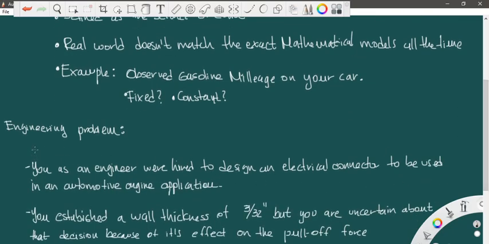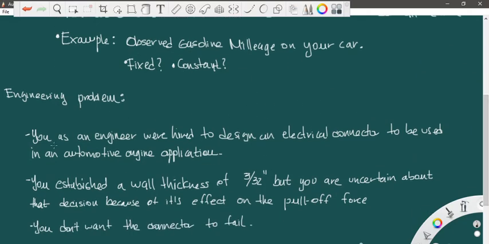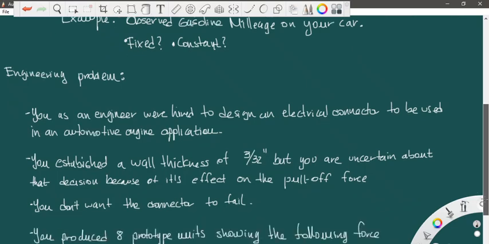For example, take a look at this little engineering problem. Let's suppose that you, as an engineer, were hired to design an electrical connector to be used in an automotive engine application. You are out of school, you are a graduate, hired by a multinational company, and you are making a lot of money there. You are hired because you need to design electrical connectors to use in the automotive industry.